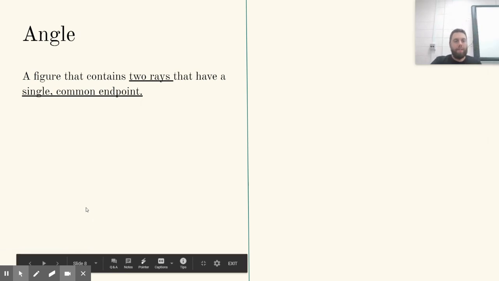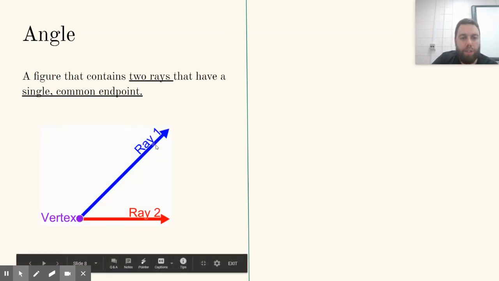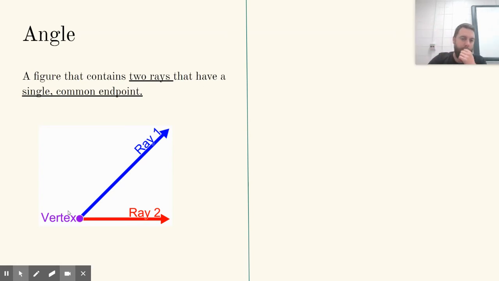So, an angle is a figure that contains two rays and has a single or common endpoint. So we see our two rays here, and they have a shared or common endpoint that is called the vertex. Think of the vertex as the back of the crocodile's mouth, okay? The back of the crocodile's mouth.